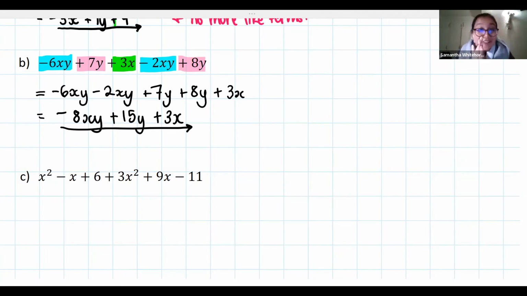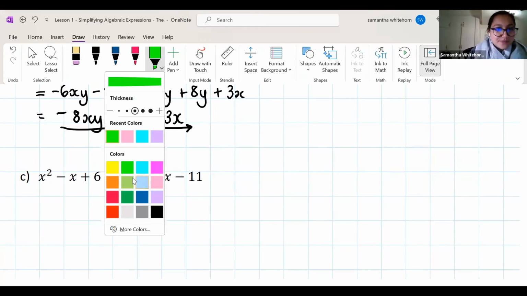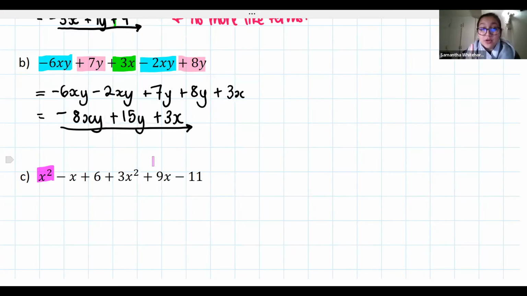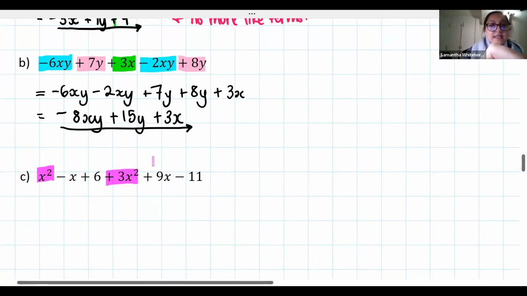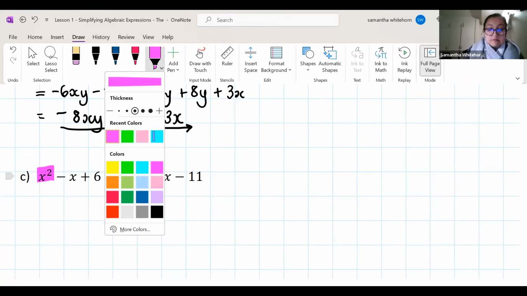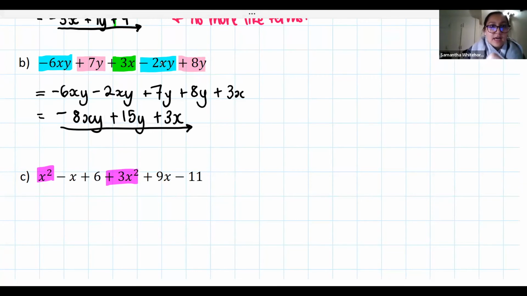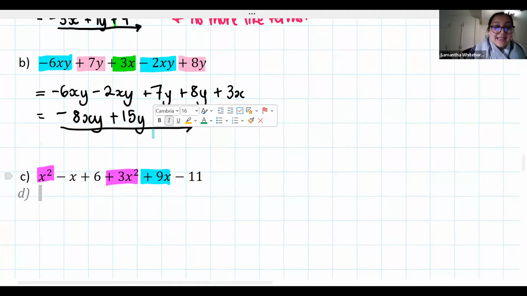Okay, right, let's go. Question C, like terms, guys. So get a highlighter, x squared. Remember, same exponent. So all the x squareds we're going to highlight. There it is. We're done. Then we go to the x terms, negative x and 9x.